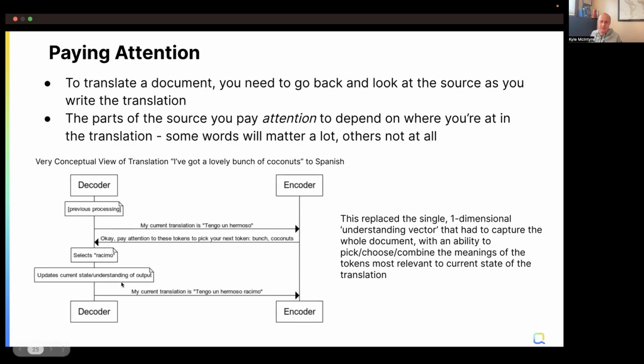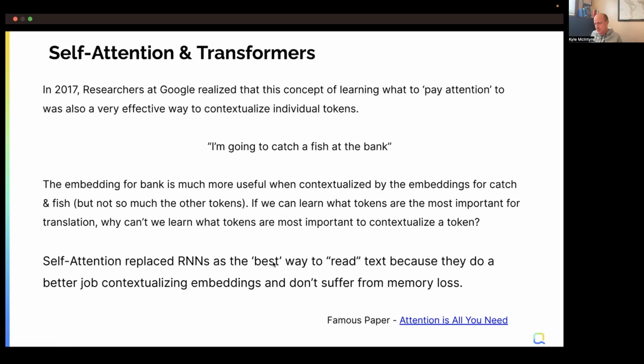So that in and of itself was very cool. And then in 2017, researchers at Google noticed that this concept of paying attention to stuff was actually useful outside of the context of translation.